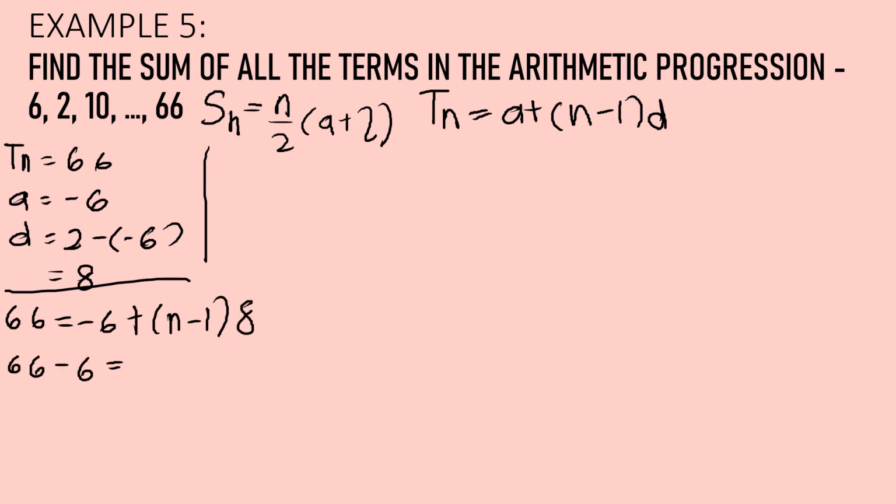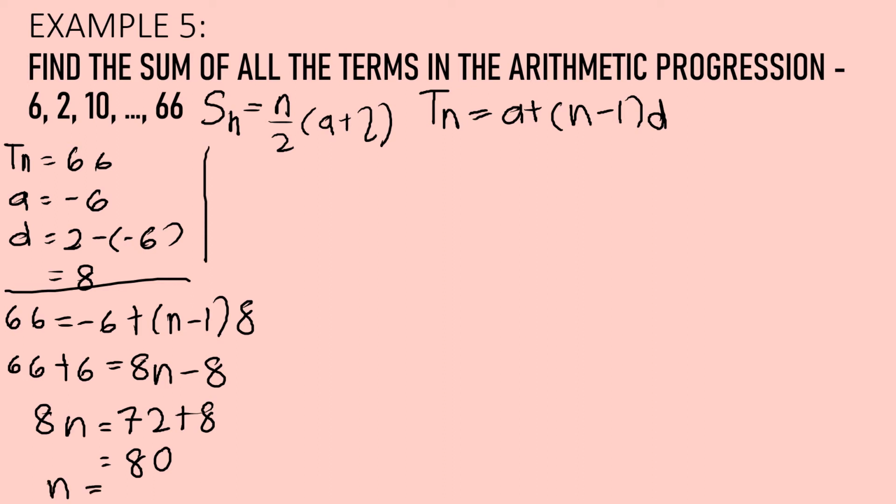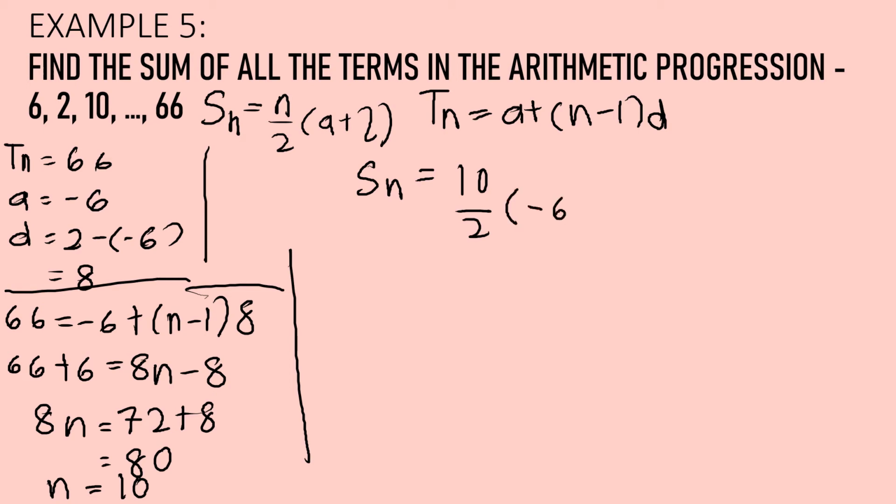66 minus 6 equals 8n minus 8. So 8n equals 72 plus 8, which is 80, so n equals 10. Substitute n equals 10 into the second formula, which is the sum. So 10 over 2, bracket negative 6 plus 66, equals 300.